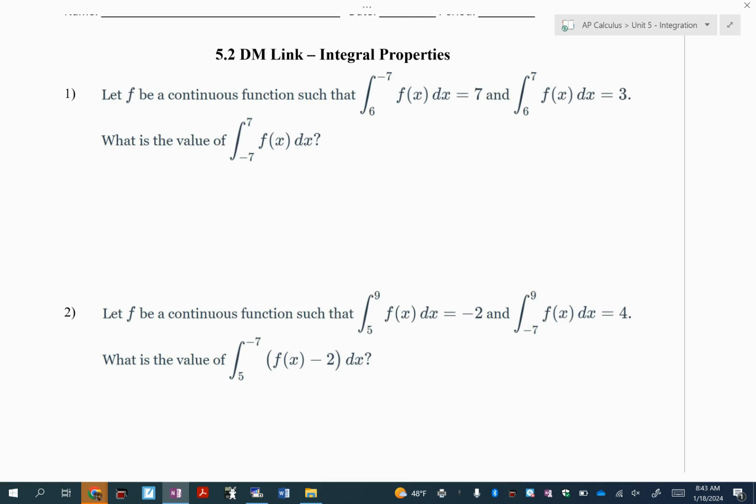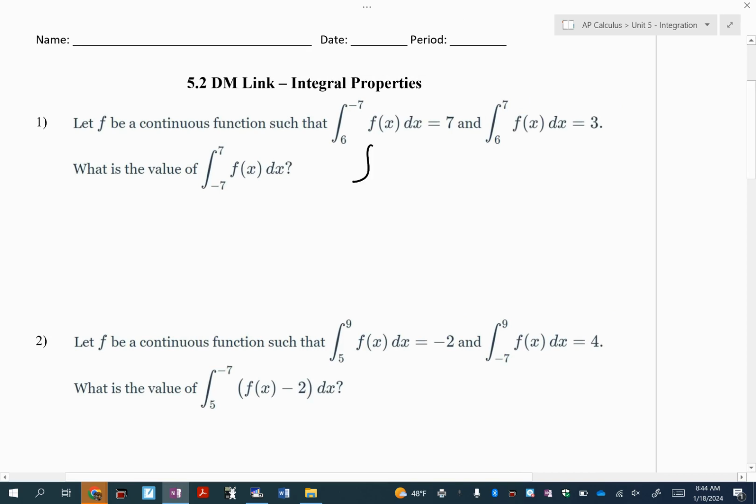It says f is a continuous function, and it gives us 2 values for integrals. When I read that first integral, I have alarm bells going off. Why? The limits of integration are not least to greatest. So really this should be -7 down here and a +6 up there. So I'm going to rewrite that to be -7 to +6 of our function. But if I do that, what do I have to do to my value of 7?